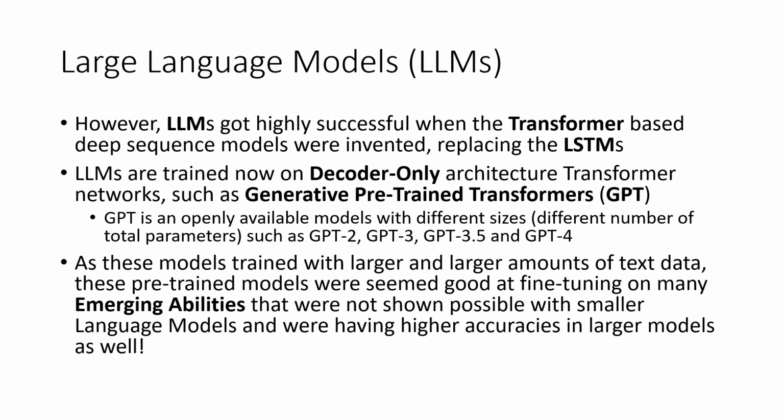So, for example, there are several types of large language models. One is known as a decoder-only architecture model, right? Where the decoder part of a transformer is trained in a different way, which is known as a GPT, or generative pre-trained transformer.